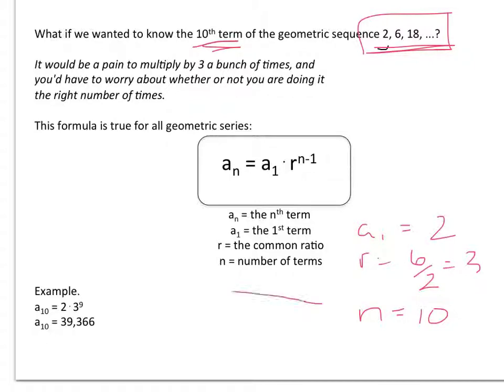So over here on the left-hand side, what I've done is I've plugged in that information. So A1 becomes 2. That R becomes 3, and then n minus 1, that's going to be 9, because I'm going to take 1 away from 10, because 2 represents that first number. Once you multiply all that out, always doing exponents first, you get 39,366.